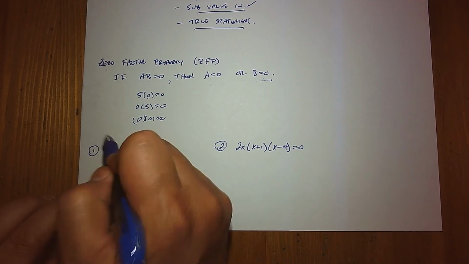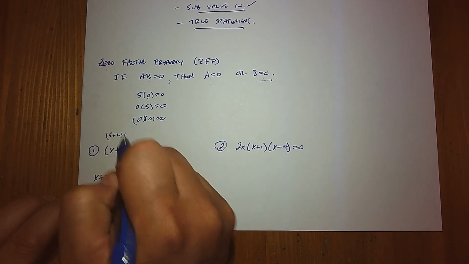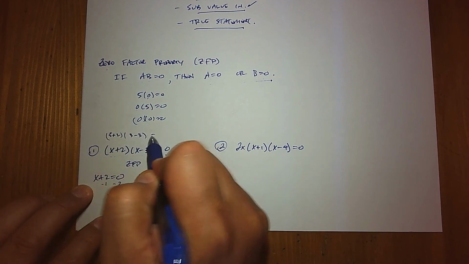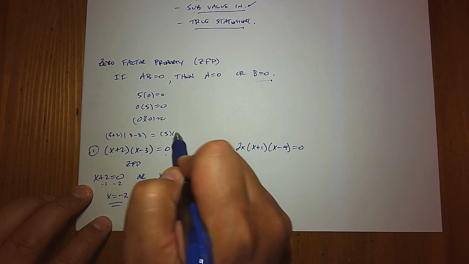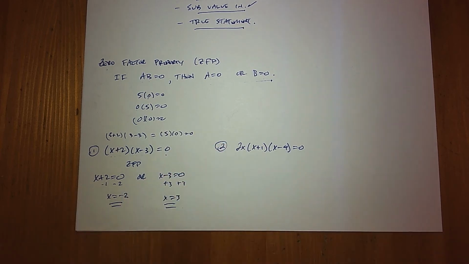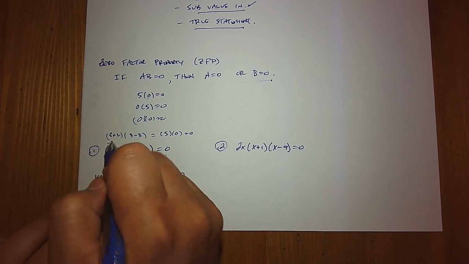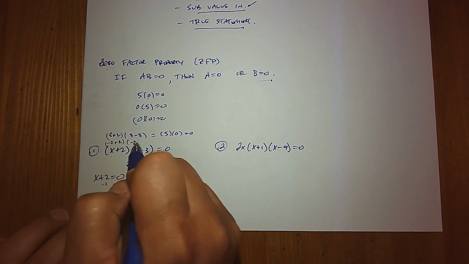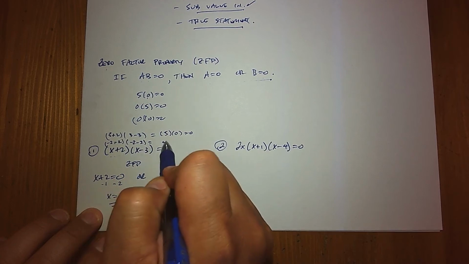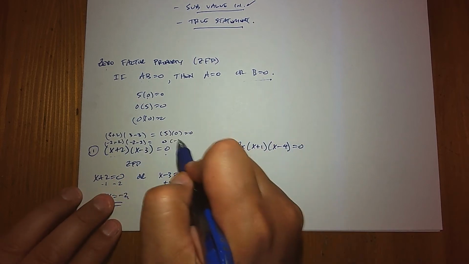So if I put a 3 in here, we get 3 plus 2, and we get 3 minus 3, and lo and behold, that's 5 times 0, which is 0. All right, so this checks out. If we did the negative 2, right, negative 2 plus 2, negative 2 minus 3, this would give us 0, right, times negative 5, which is 0.